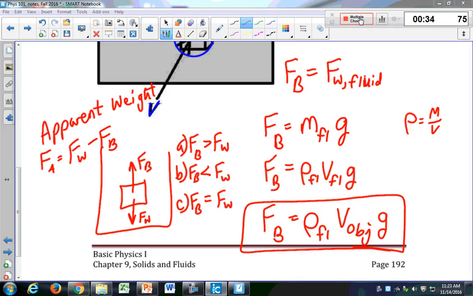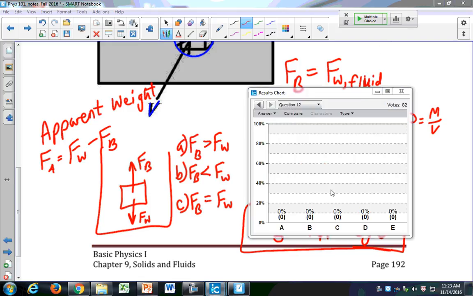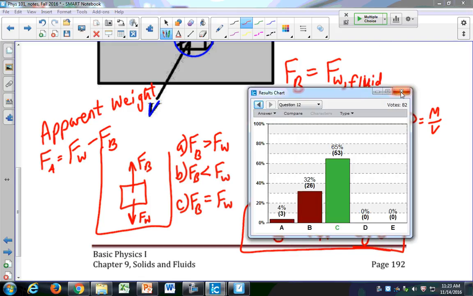Okay, about half of you have the right answer. So I will stop in about 5 seconds at 45. Okay, awesome. C is the right answer.